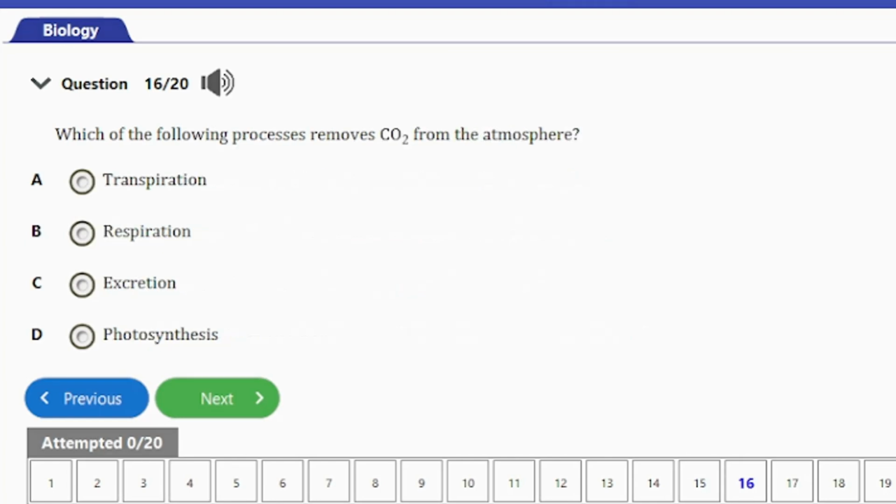Answer the next question, question number 16. Here it says, which of the following processes removes carbon dioxide from the atmosphere? A, transpiration, B, respiration, C, excretion, D, photosynthesis. So guys, the process of photosynthesis actually removes carbon dioxide from the atmosphere, since plants will absorb carbon dioxide from the atmosphere and release oxygen.